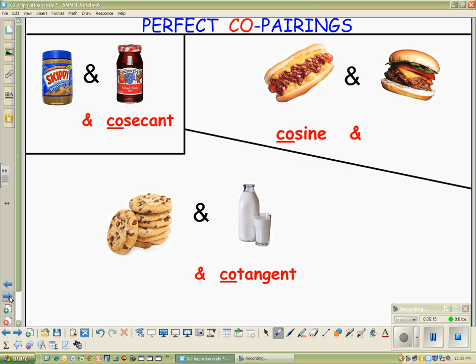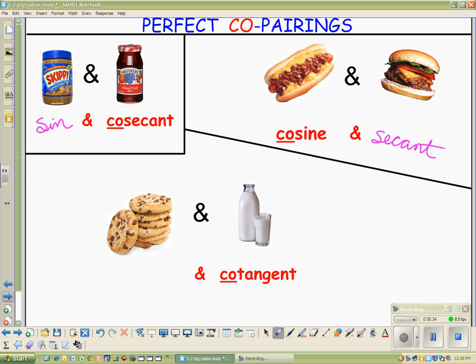Here's an easy way to remember which ones go together. They're kind of like the perfect co-pairings. So Skippy peanut butter and Smucker's jam, peanut butter and jelly, are like sine and cosecant. Cosine matches up with secant.